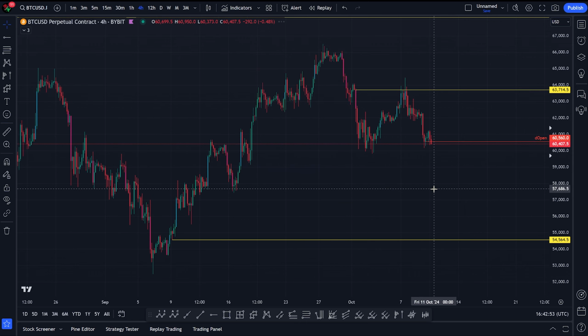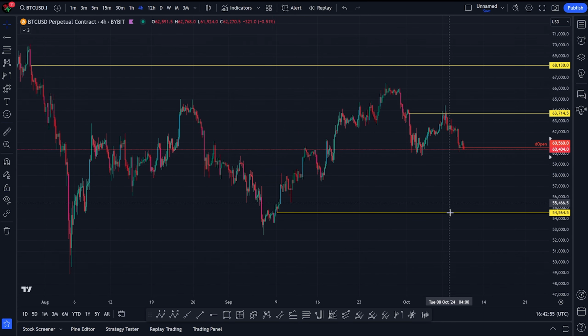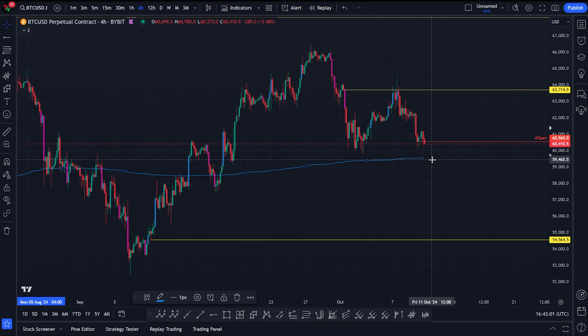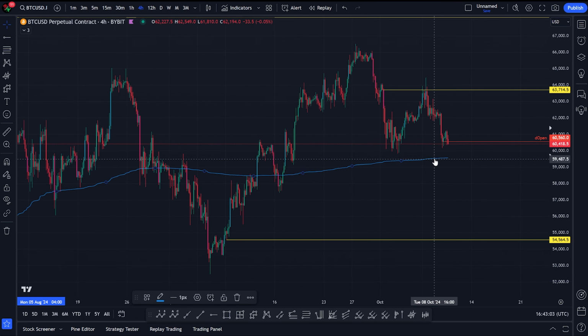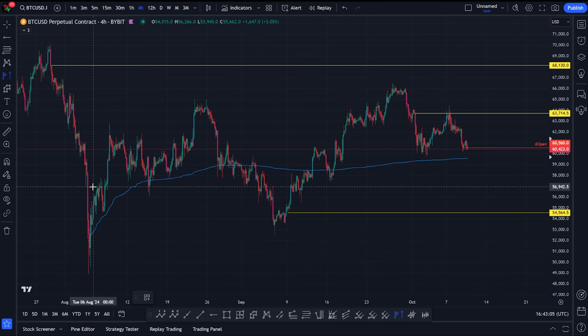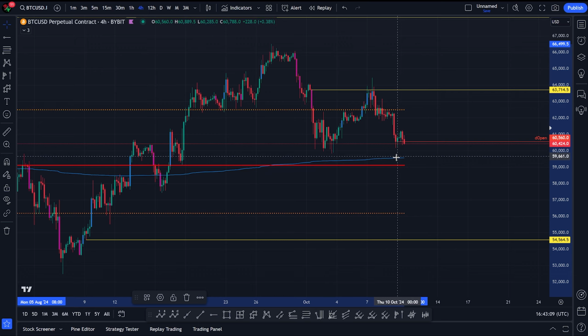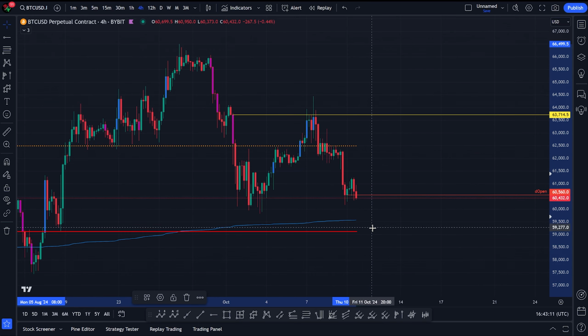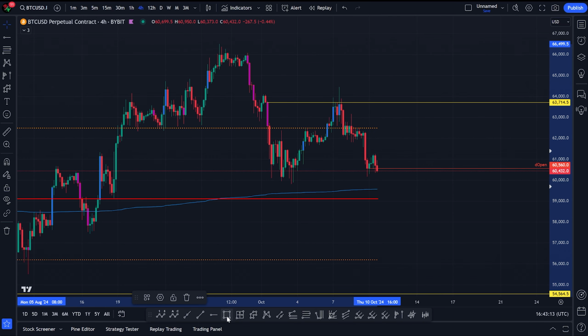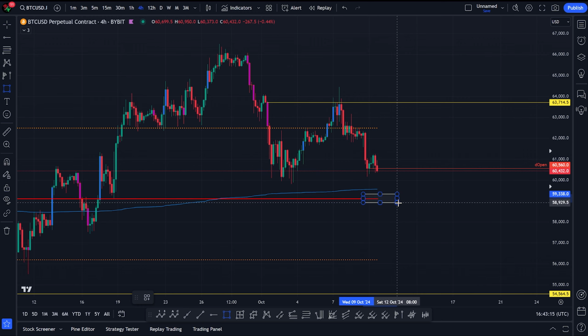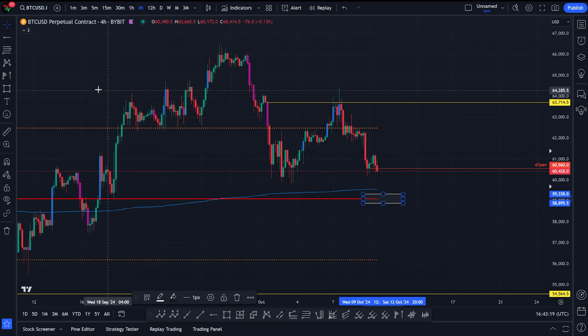If I start off with the support levels, I'm only focused on one area. If you take the anchored VWAP from this low, it comes in around $59,400. And on top of that, if you take the volume profile of the range, as you can see, the point of control comes in as confluence with the anchored VWAP. So that's why, in my opinion, this area around $59,000 is pretty interesting.